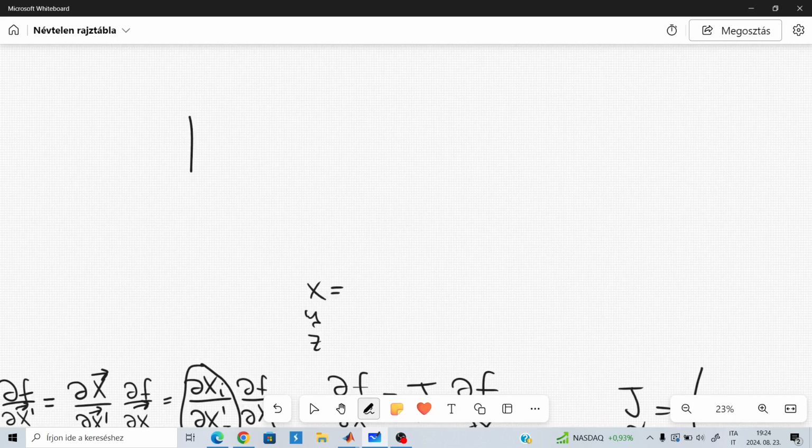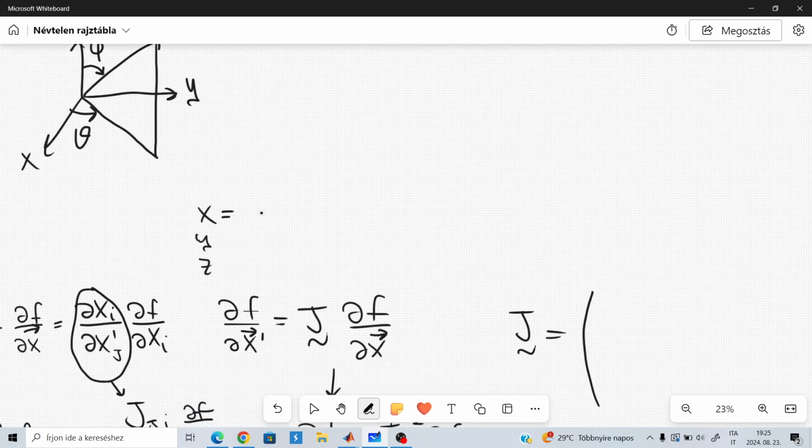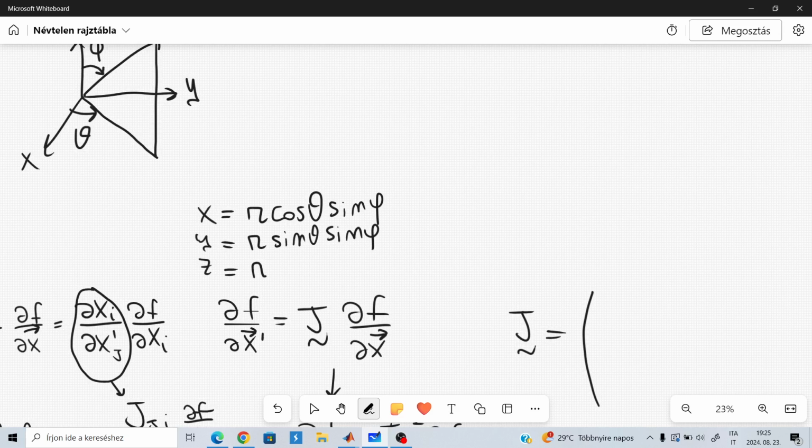So I'm using a spherical system such that if we have the radial vector r, the projection of r on the xy plane is the following, and this angle is theta, whereas the so-called polar angle is phi. This is the angle measured from the z-axis, so it's the angle between r and the z-axis, whereas theta is the angle between the x-axis and the projection of r on the xy plane. So x has the following expression. It is equal to r cosine theta sine phi. Y is equal to r sine theta sine phi, and z is equal to r cosine phi.